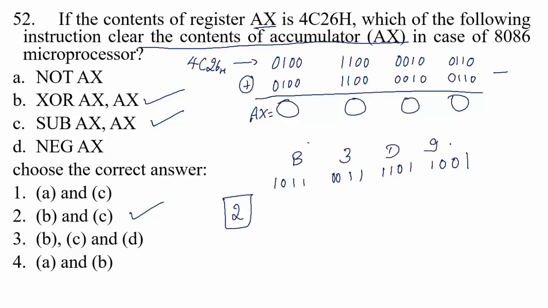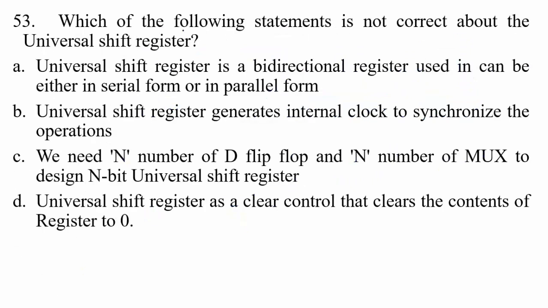So B3D9 is not equal to 0. So this statement is wrong. So the corresponding option that is going to follow is option 2 is correct. 53rd question, which of the following statements is not correct about universal shift register.